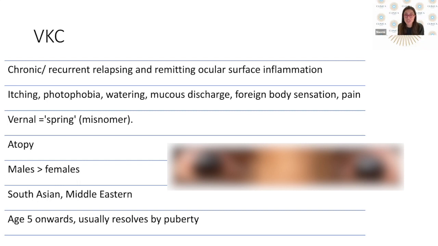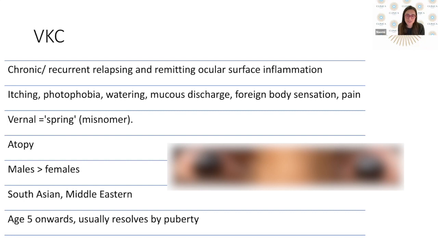Generally, the children will have a history of atopy. So that's allergy or hypersensitivity, and that may be in the form of eczema, asthma, hay fever type hypersensitivity. This condition classically affects males more than females, and they're about 3 times more likely to be a boy. But of course, this is just statistics. It can affect anyone. And it's more common in South Asian and Middle Eastern children. It can present from age 5 onwards.